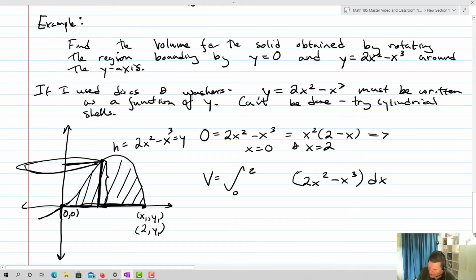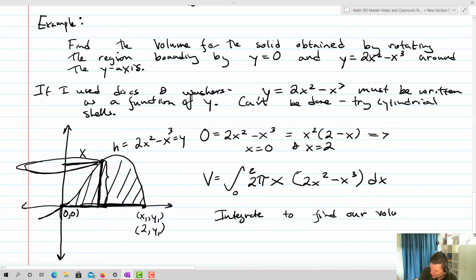Well, my radius, no problem. There's the 2 pi, and it's just going to be values of x, because we're just going to move along the x-axis, changing our height as we move along, accumulating more and more of these really thin cylinders. So it'll be 2 pi x times 2x squared minus x cubed dx. We integrate to find our volume.